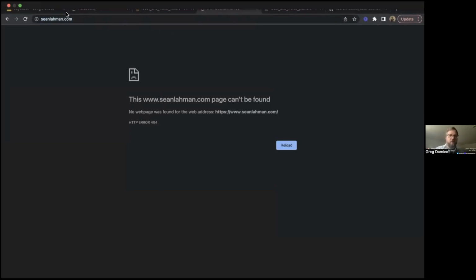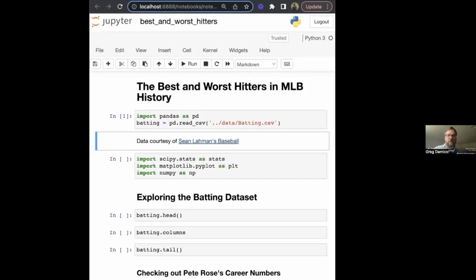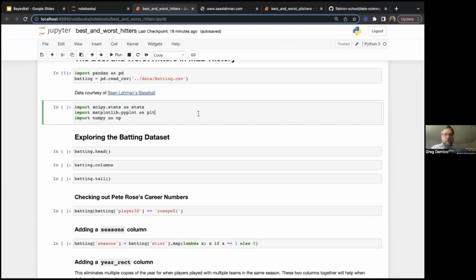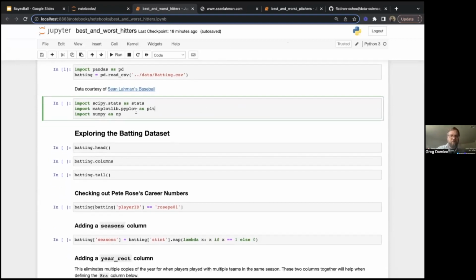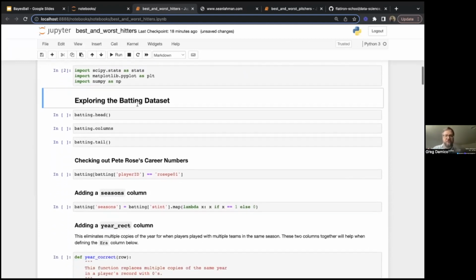Okay, now let's bring in some tools here. These are just some standard tools in Python to help us do some calculations.